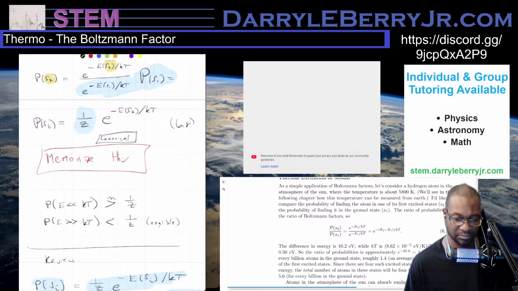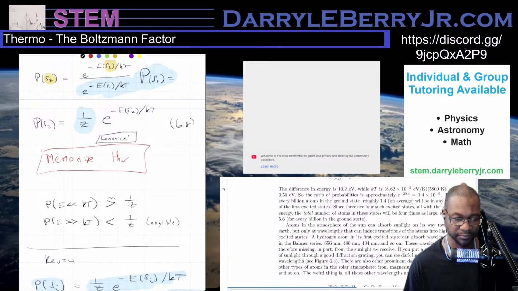Atoms in the atmosphere of the sun can absorb sunlight on its way toward Earth, but only at wavelengths that can induce transitions of the atom into higher excited states. A hydrogen atom in its first excited state can absorb wavelengths in the Balmer series, 656, 486, and 434 nanometers, and so forth. These wavelengths are therefore missing in part from the sunlight we receive. If you put a narrow beam of sunlight through a good diffraction grating, you can see dark lines at the missing wavelengths.